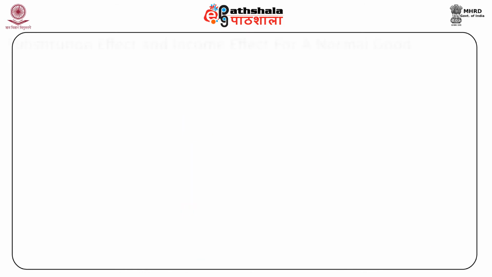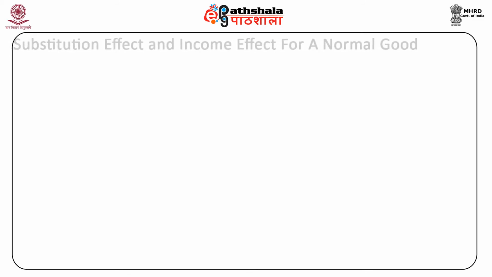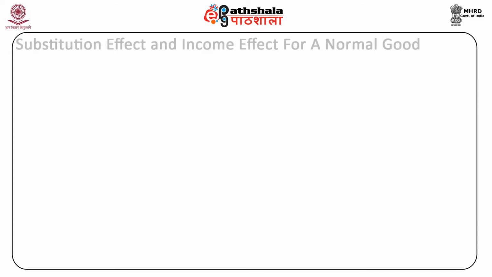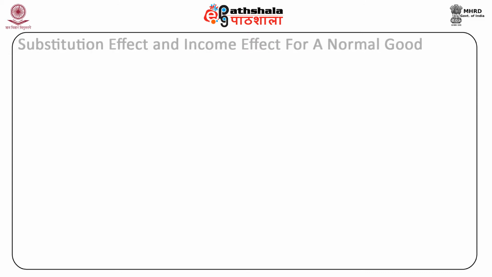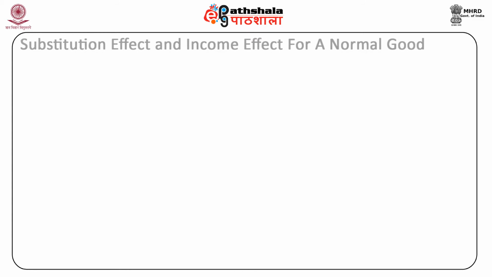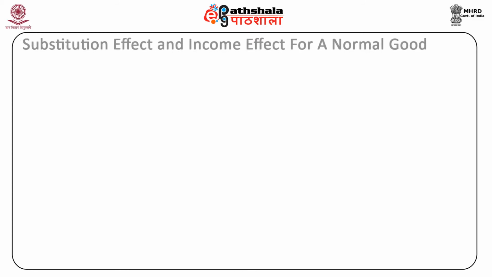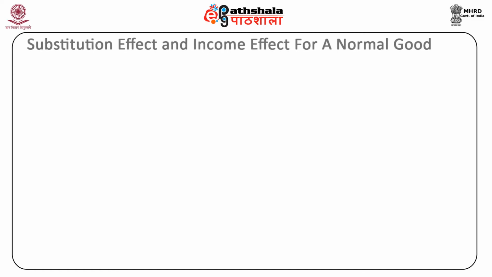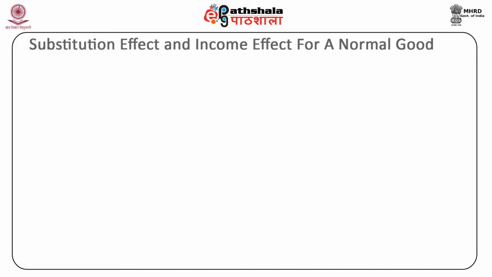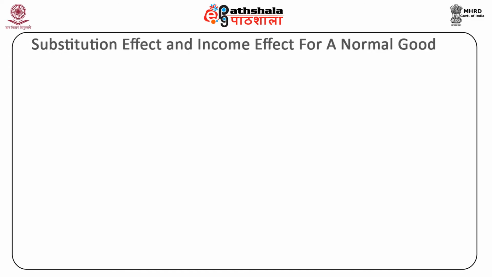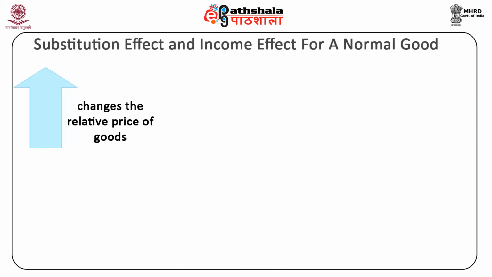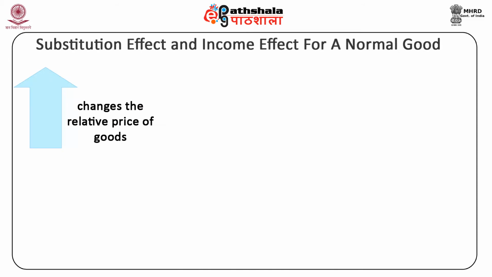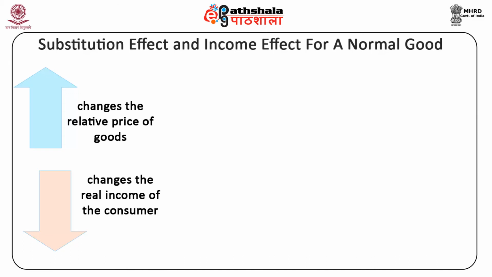We have just seen in the previous sections that a fall in the price of a good normally results in an increase in quantity purchased. This total effect of a price change can be separated into two components called the substitution effect and the income effect. These arise owing to the fact that a change in the price of a good, ceteris paribus, has two effects. It changes the relative price of goods and it also changes the real income of the consumer.